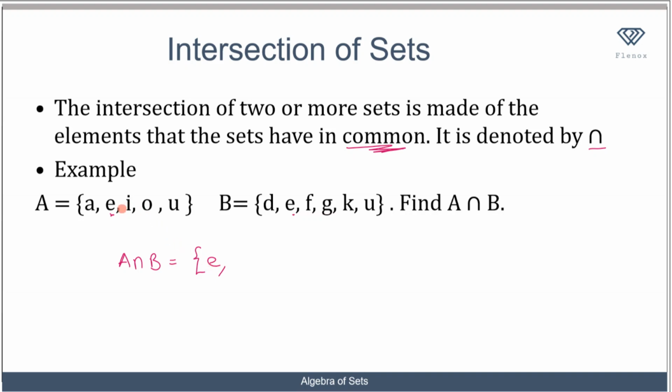I is unique to only this. O is unique to only this. U is common to both of them, so I write that down also. D is only unique to B. F is only unique to B. G is only unique to B, and K is only unique to B. So the only elements that are shared by both sets are just E and U. So the intersection of A and B is {E, U}.